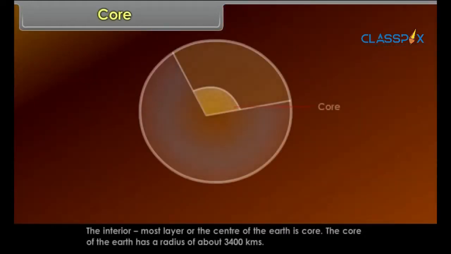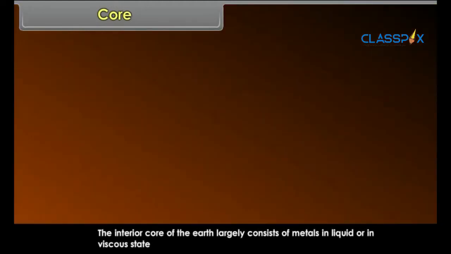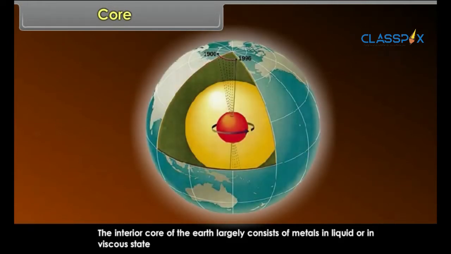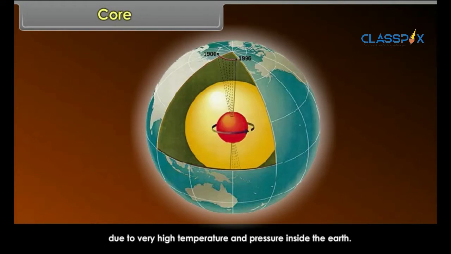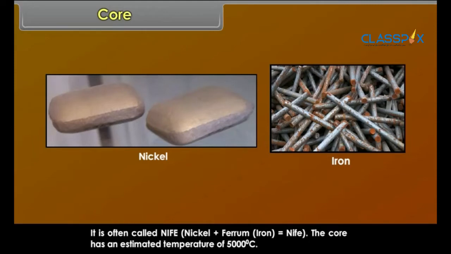Core. The interiormost layer or the center of the Earth is the core. The core of the Earth has a radius of about 3,400 kilometers. The interior core largely consists of metals in liquid or viscous state due to very high temperature and pressure inside the Earth. Nickel and iron are dominant in the core. It is often called NIFE, N-I-F-E: nickel plus ferrum, that is iron, equals NIFE. The core has an estimated temperature of 5,000 degrees Celsius.